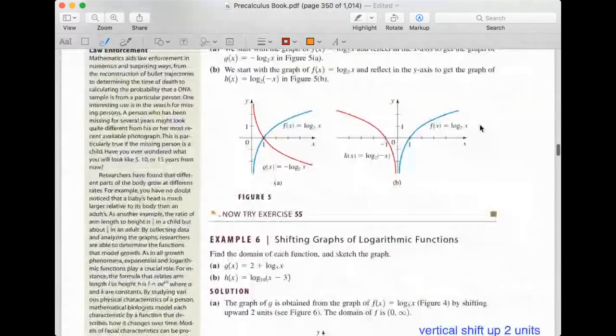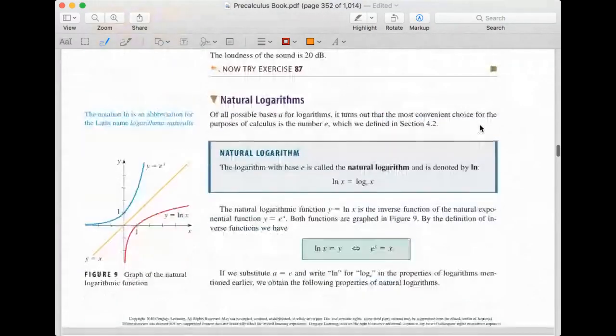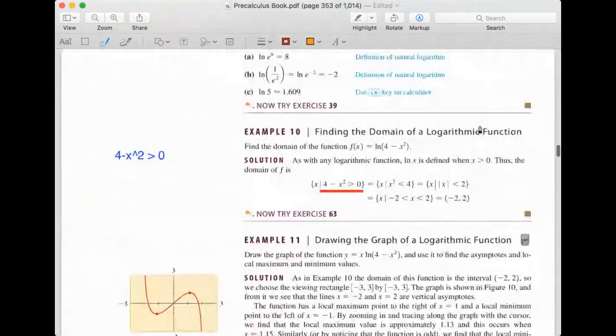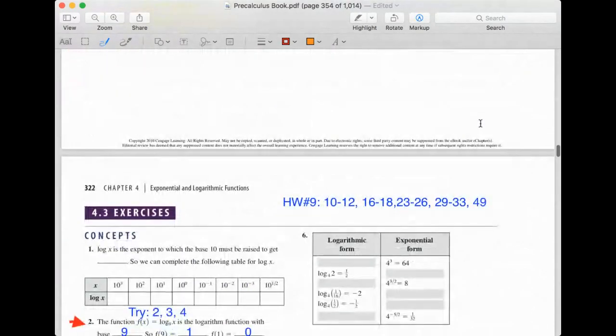So more on 4.3. Next class, we're going to present. Hopefully we can review all those, because this is new. It's very new to us. So 4.3, we do 10 to 12, 16 to 18, 23 to 26, 29 to 33, then 49. All right, so I'm going to write it under the content.